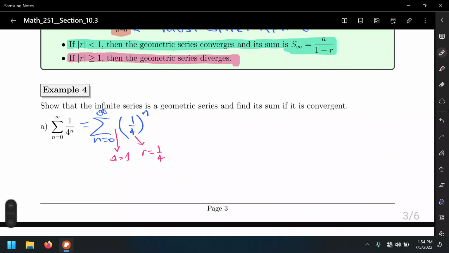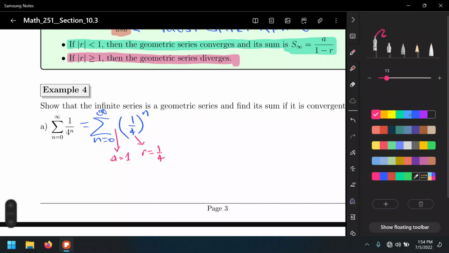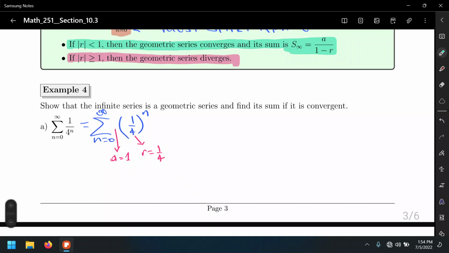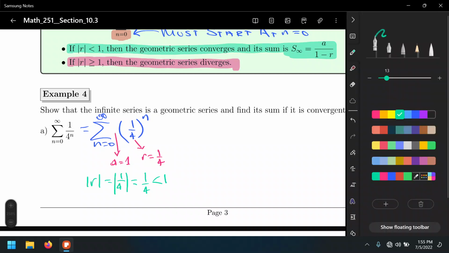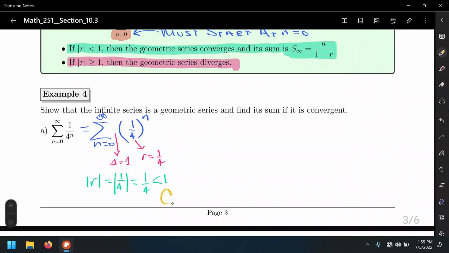All right, so in this case, let's analyze that value of r. Let's take the absolute value of r, which is the absolute value of 1/4. But the absolute value of 1/4 is 1/4. And now here is where the question is: is 1/4 less than 1 or greater than or equal to 1? Less than 1. So what would you say about this series? Converges or diverges? Converges. So the series converges.